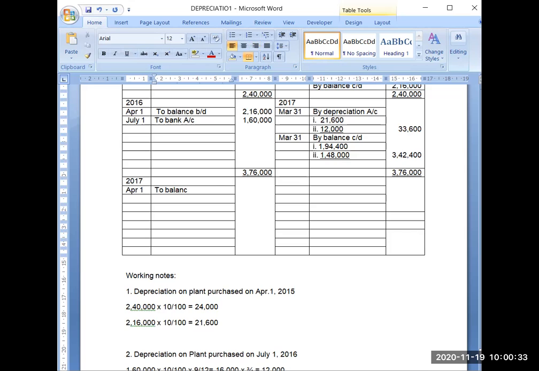To balance brought down, and these closing balances will become automatically the opening balances.